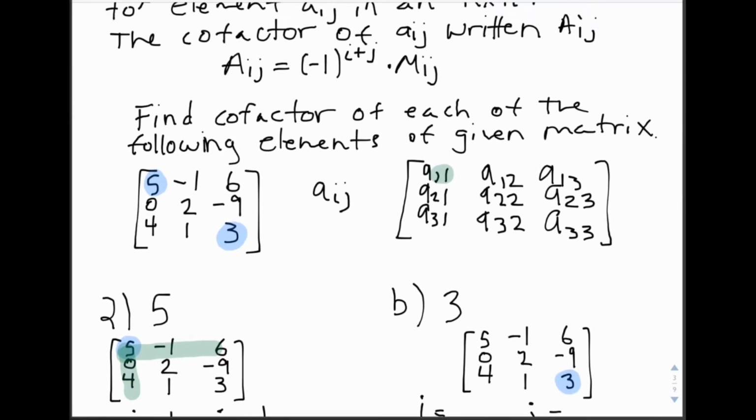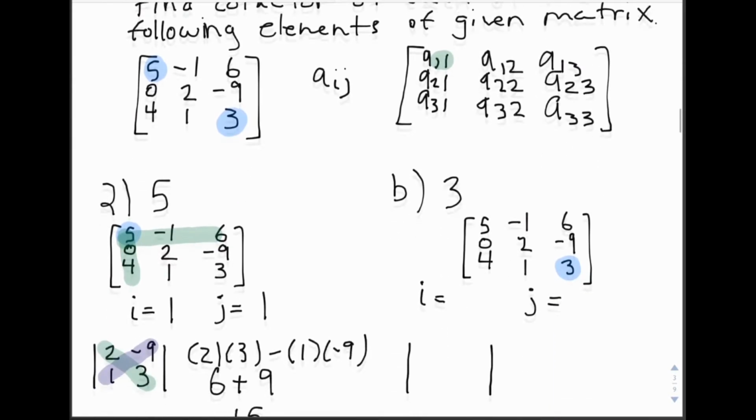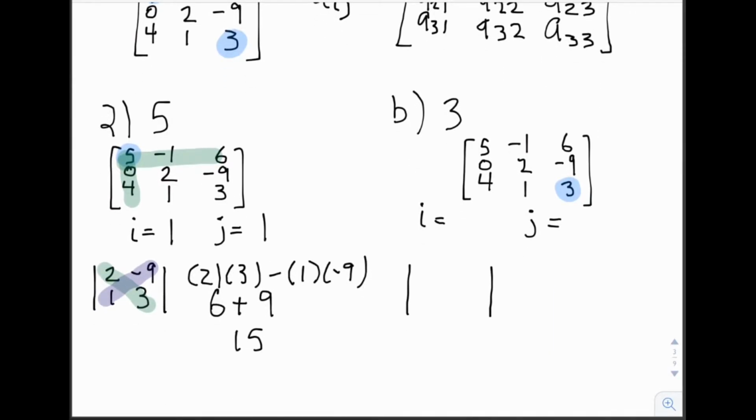Again, our formula: we have -1 raised to i plus j, and then we multiply that by what we just found, which was that determinant, or the minor of ij. So this will give us -1 to the i plus j, where our i was 1, plus our j, which is also 1, multiplied by our 15 here. So -1 squared is just going to be +1. So in this case, we will get a 15.